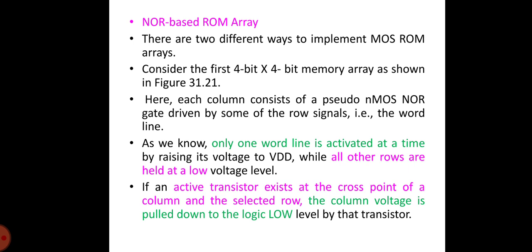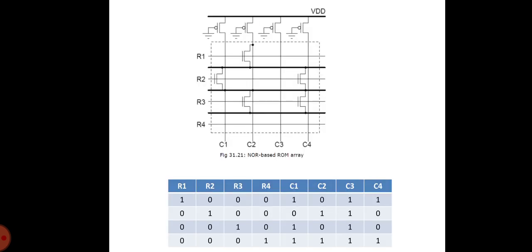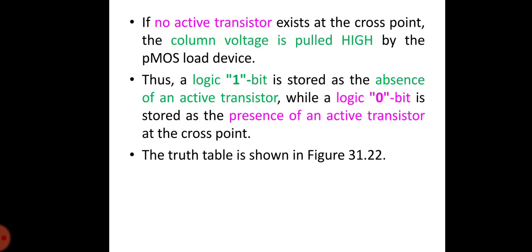If an active transistor exists at the cross point of the column and selected row, the column voltage is pulled down to logic low level by that transistor. So you can see in this diagram, if the row lines are 1 0 0 0, then the column lines will be 1 0 1 1, and if the row lines are 0 1 0 0, the column lines will be 0 1 1 0, because in the center two rows there are no transistors. If no active transistor exists at the cross point, the column voltage is pulled high by the PMOS load device.